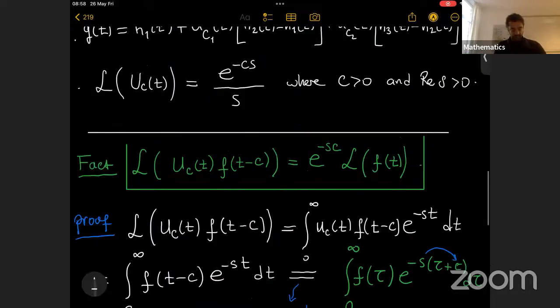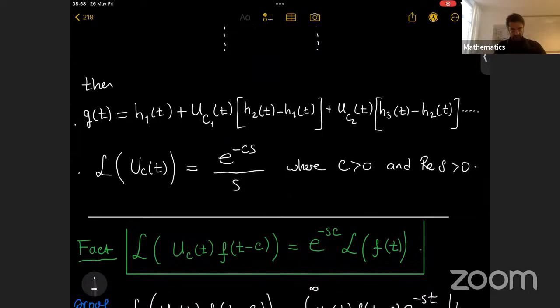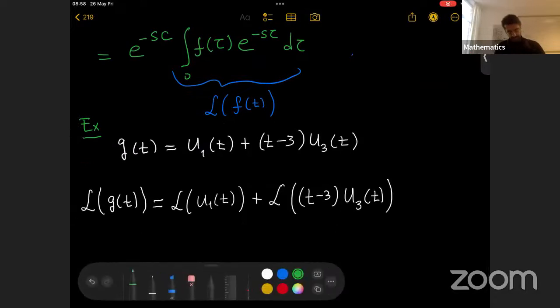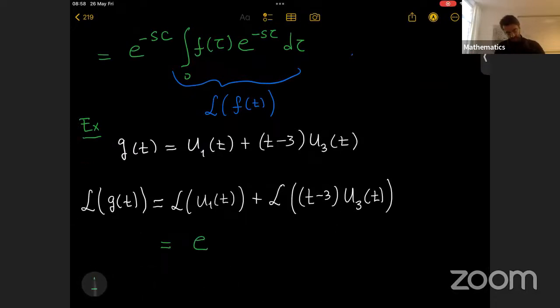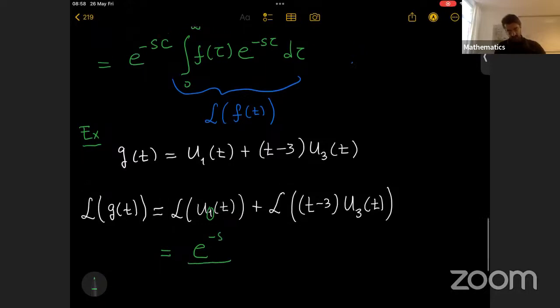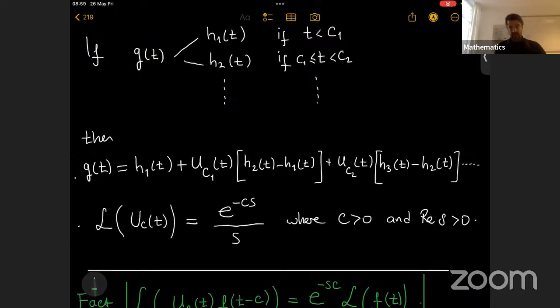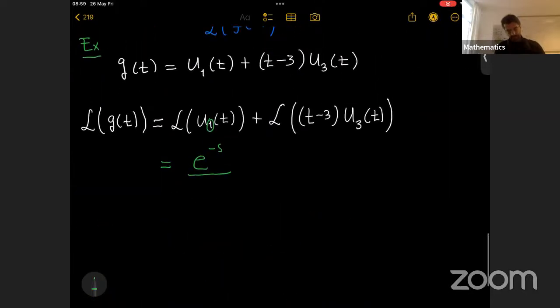Well, the first one is easy. We use this formula here, e to the minus cs over s, right? So this part is nothing but e to the minus, here c is 1, so e to the minus 1 times s, over s. Let's go back to the formula, it is s here. So you divide this by s. Okay, so this is the easy part. We just apply the formula directly.